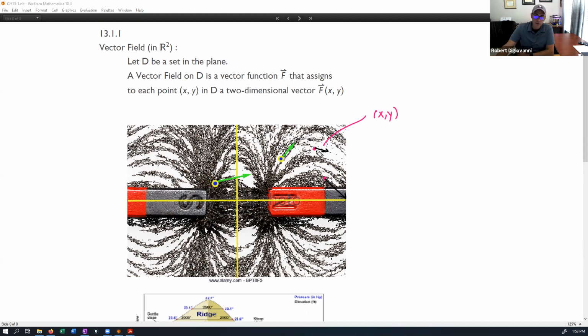And maybe the longer the vector is, it signifies more strength to the field. So short vectors, you have a small magnetic field. Long vector means you have a strong magnetic field. So the closer you get to the magnet, the stronger the field is. Does that make sense? Or the stronger the magnetic field is.